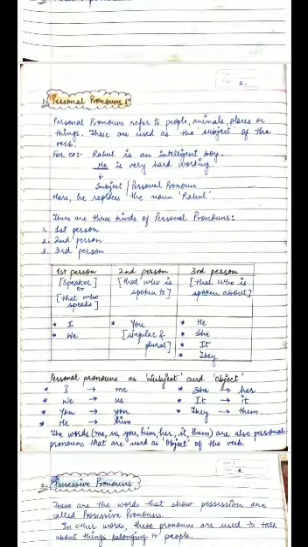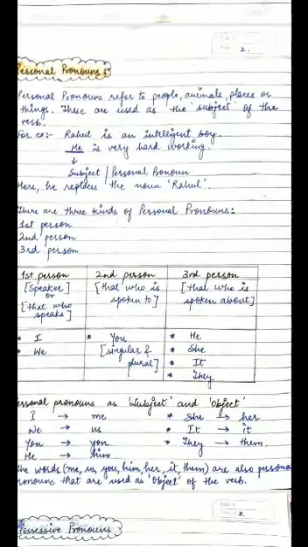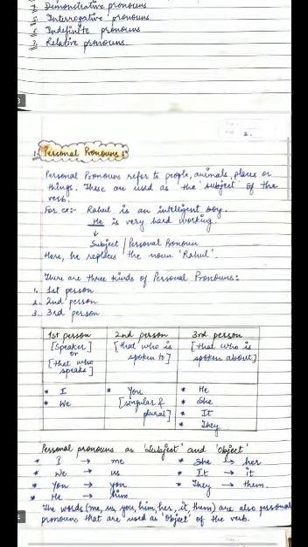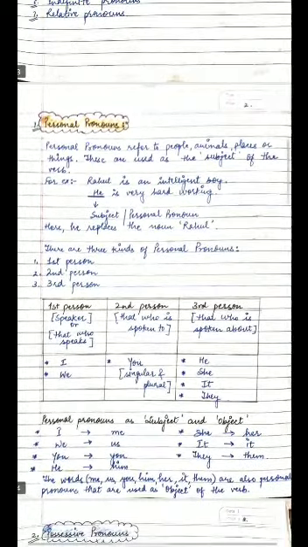Number 1, personal pronouns. Okay children, personal pronouns refer to people, animals, places or things. These are used as the subject of the verb. For example, Rahul is an intelligent boy. He is very hardworking. So the word he is a personal pronoun or the subject.